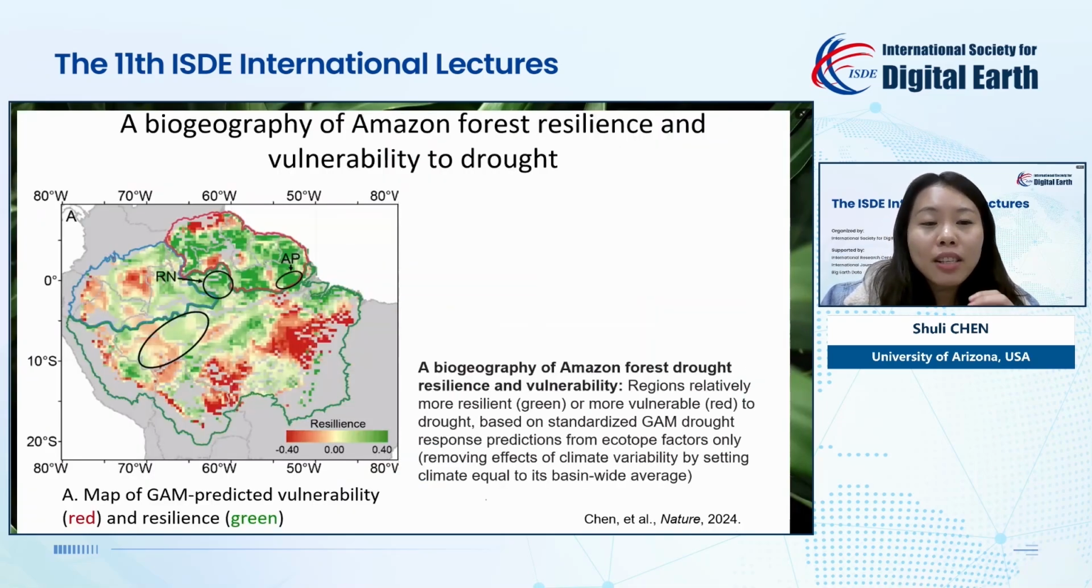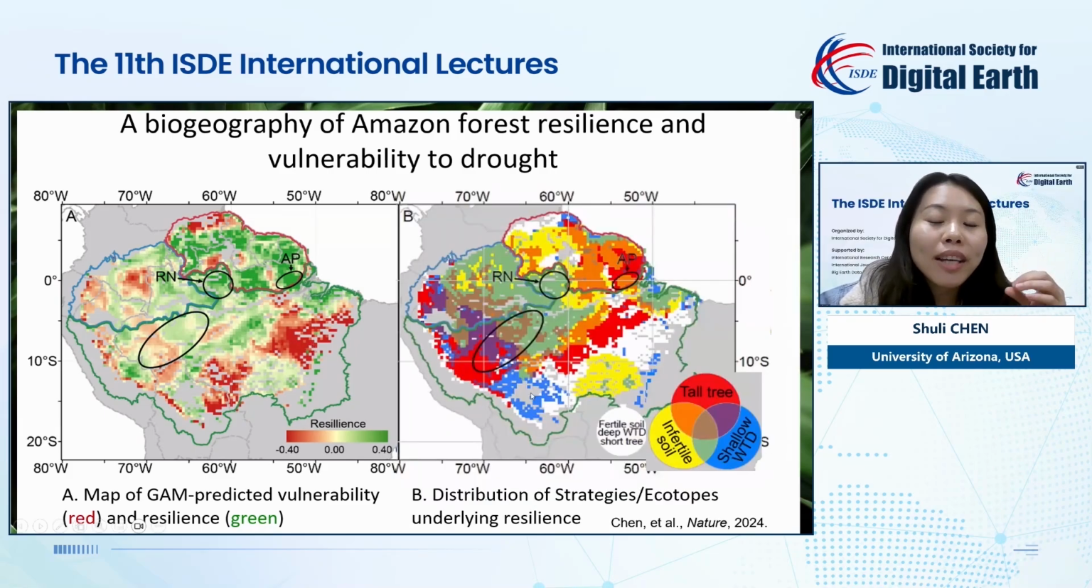Based on the model, I used the ecotope factors to calculate a biogeography of Amazon forest resilience and vulnerability to drought, as indicated by panel A here. The greener shows more resilient and the redder shows more vulnerable. Based on this, I also calculated the distribution of different ecotope strategies, either tall forest, infertile soils, or shallow water tables. As you may see here, the white areas indicate no protective power from tall forest, infertile soils, or shallow water tables, which means they tend to be very vulnerable.